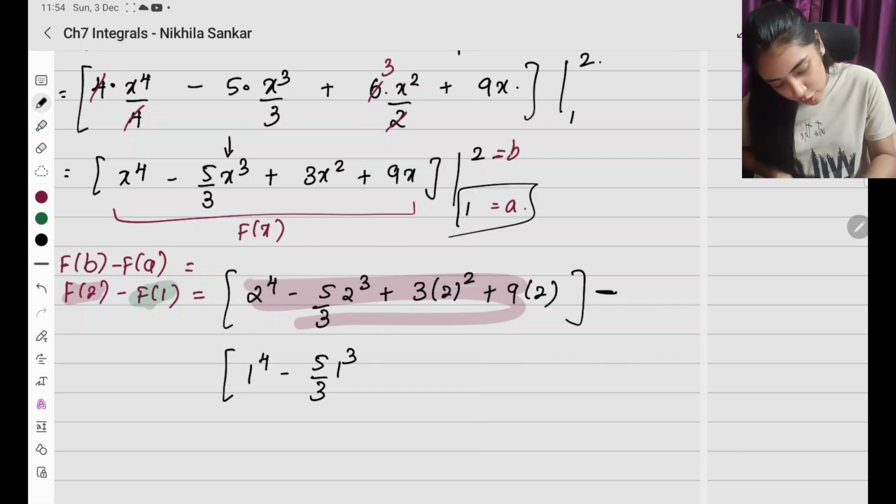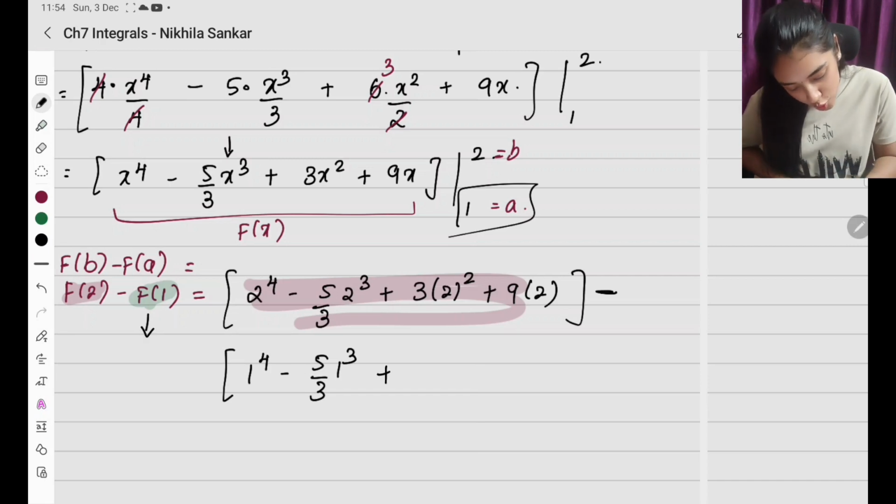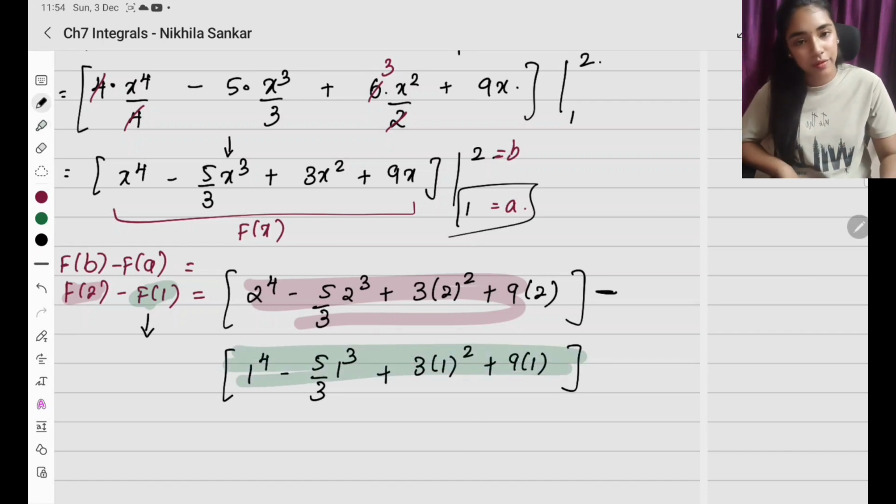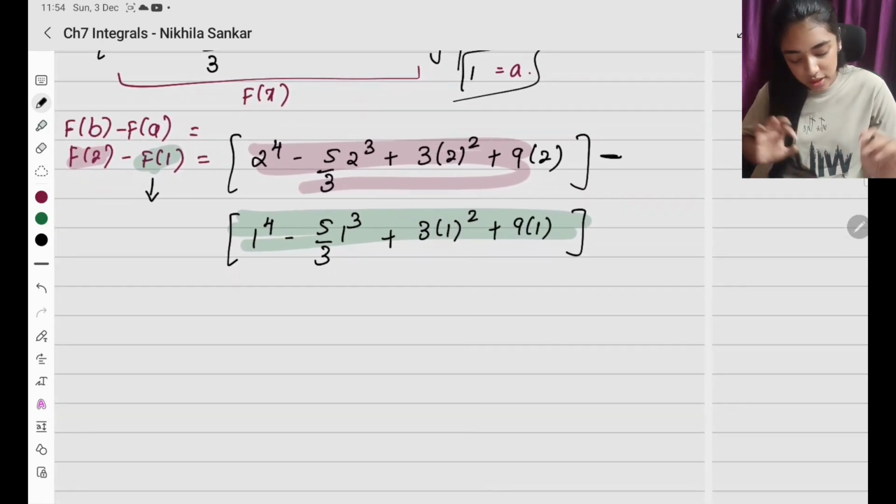I'm substituting the value for f of 1. So 1 cube plus 3 times 1 square plus 9 times 1. So this is my f of 1. Now f of b minus f of a. Be careful here, I will go slowly.